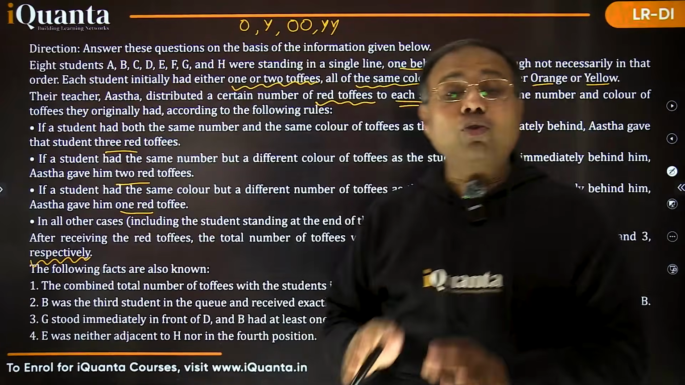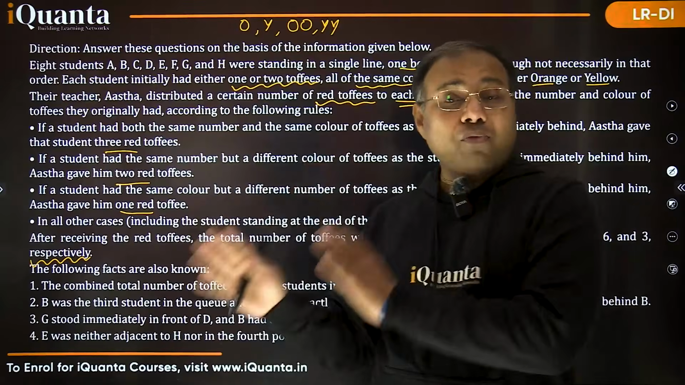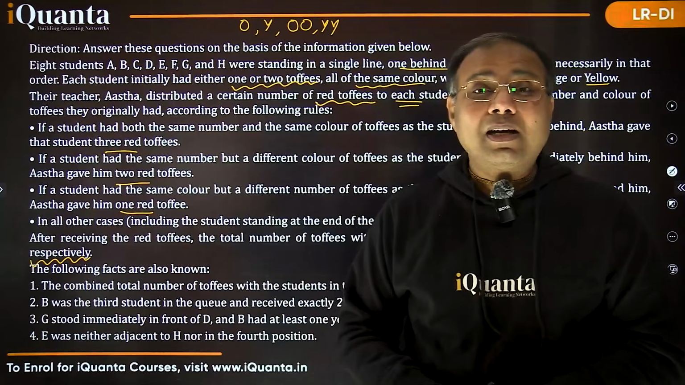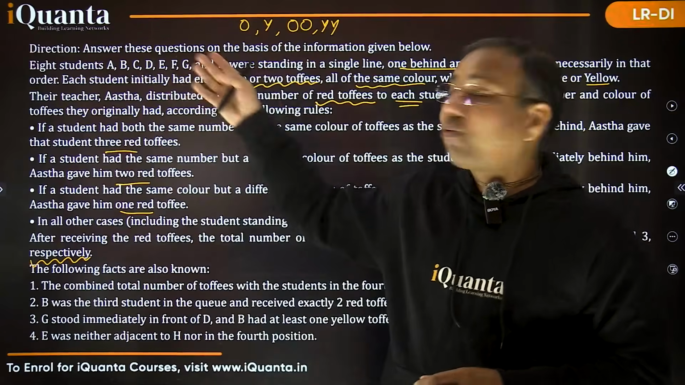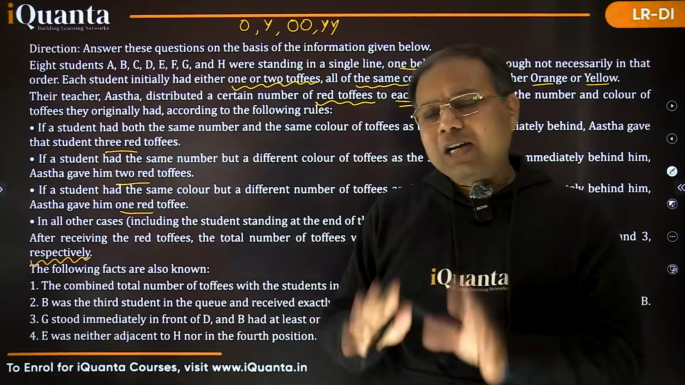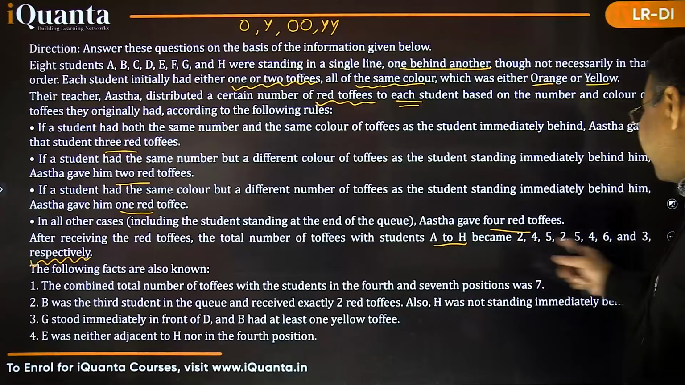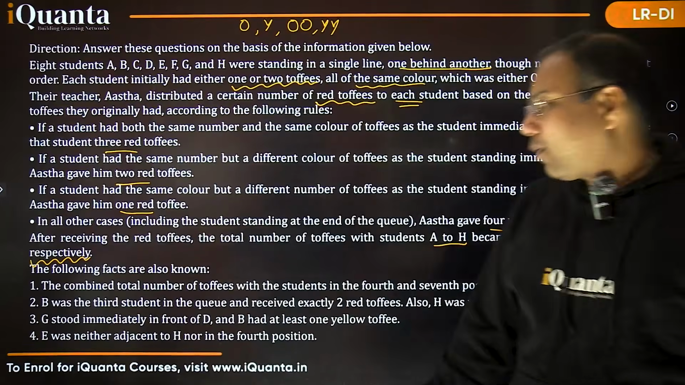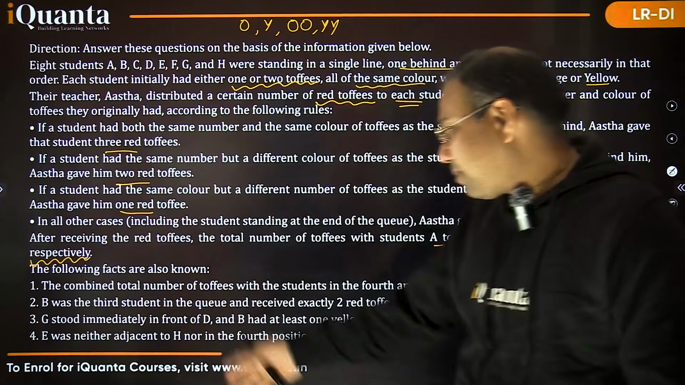That means we got to know the exact number of total trophies the students finally have, which includes the initial trophies plus the trophies given by Astha, right? So finally, whatever they are having has been mentioned in that order, respectively. Now, the following facts are also known. That is something about their distribution.